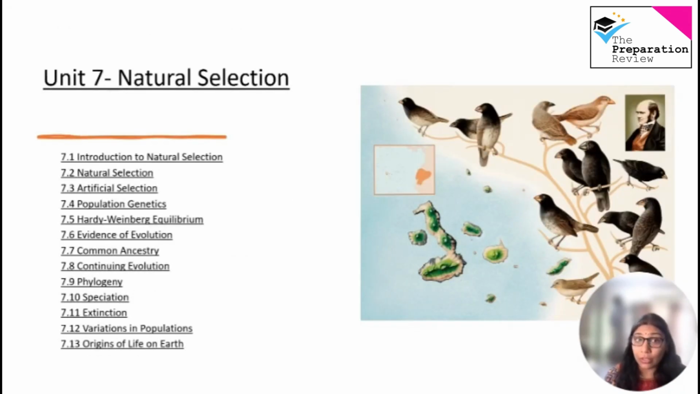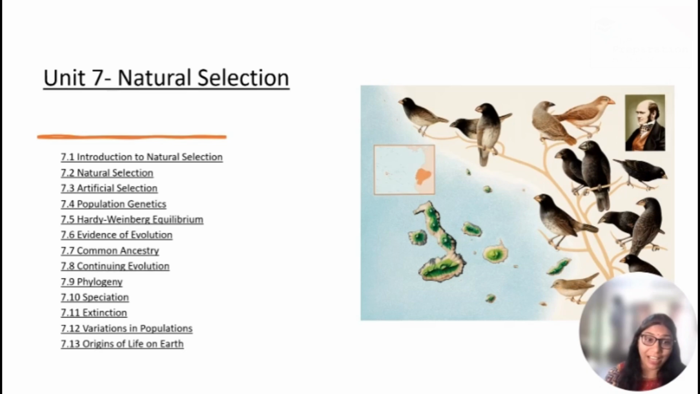The seventh unit is about natural selection. We are going to talk about Darwin's theory of natural selection, how artificial selection is different from natural selection, what is Hardy-Weinberg equilibrium, and the allele frequencies, how they are maintained constant. What if there is a change in the allele frequency? We are going to talk about how new species get formed, right? And we are also going to talk about the origins of life on Earth.